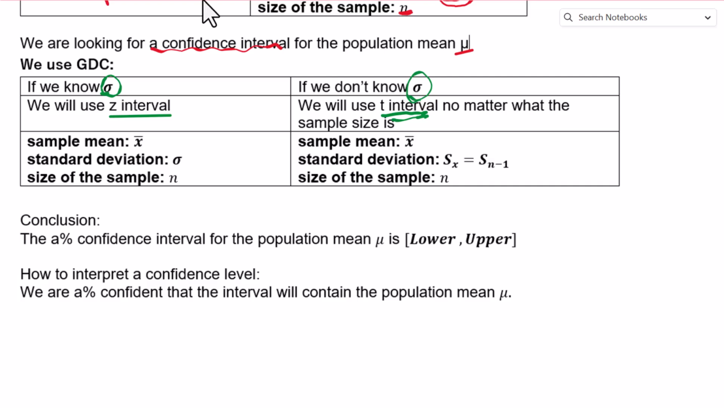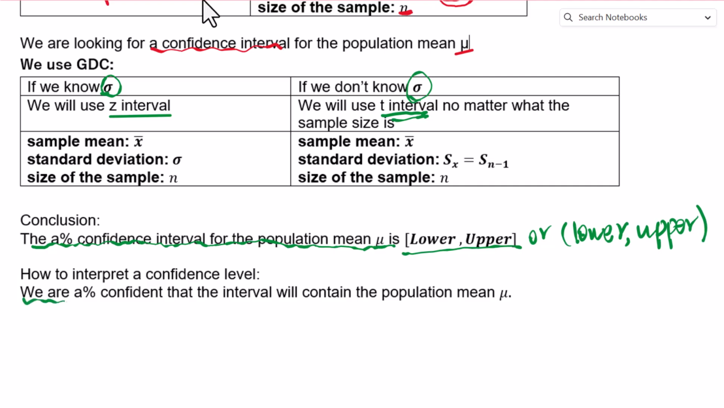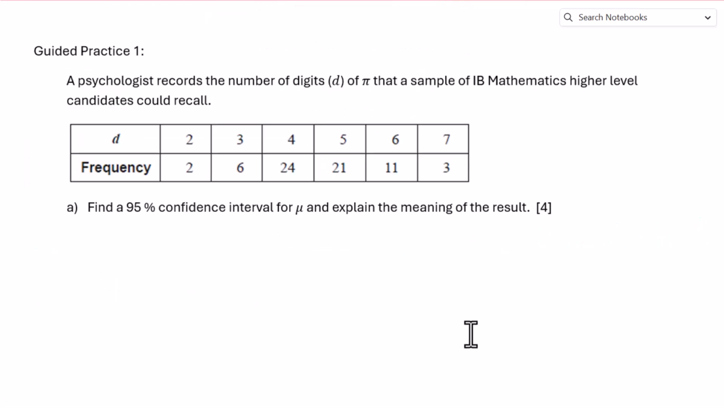The conclusion for confidence interval: the 80% confidence interval for the population mean mu is, and you can use this bracket or open parentheses. How to interpret a confidence interval? We are 80% confident that the interval will contain the population mean mu. Let's go to guided practice 1.